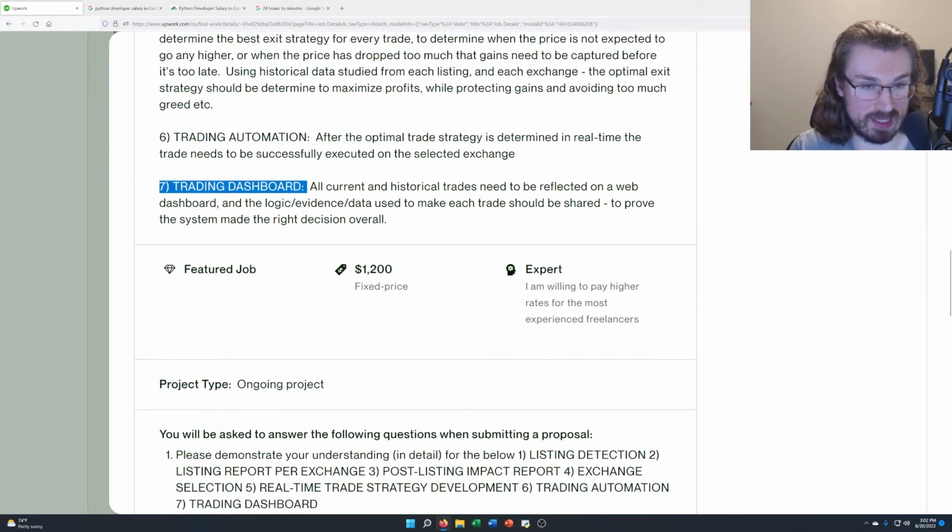Like this last level seven here is the easiest part. You just got to make a dashboard. All current and historical trades need to be reflected on a web dashboard, and the logic, evidence, and data used to make each trade should be shared to prove the system made the right decision overall.